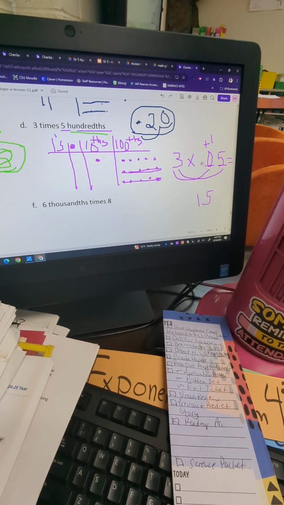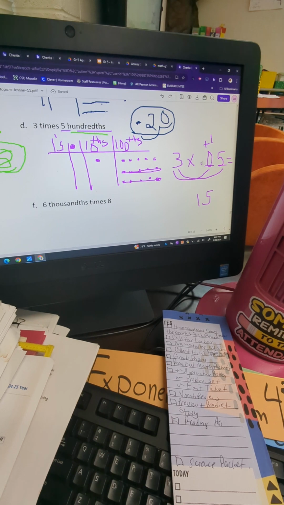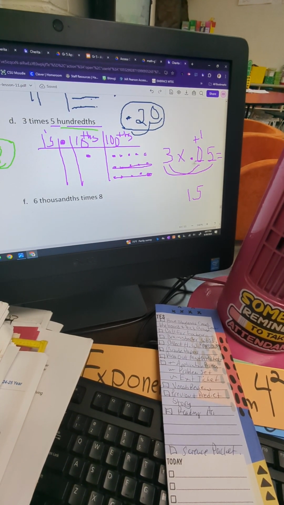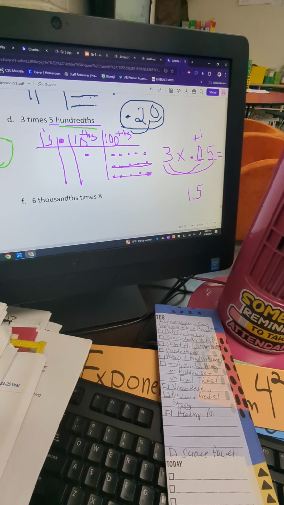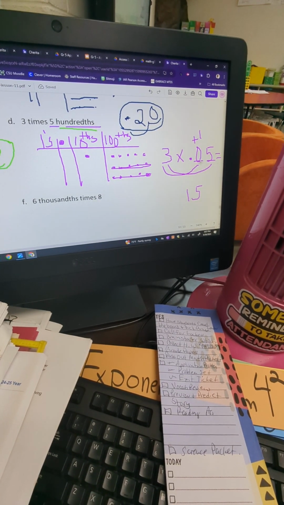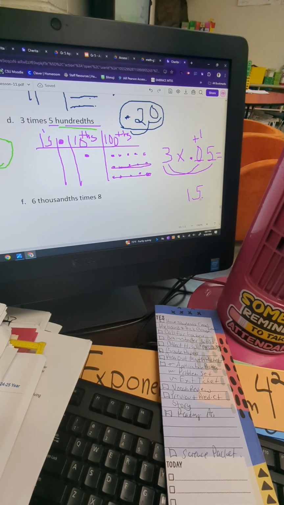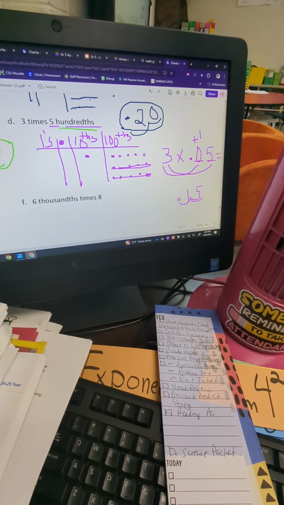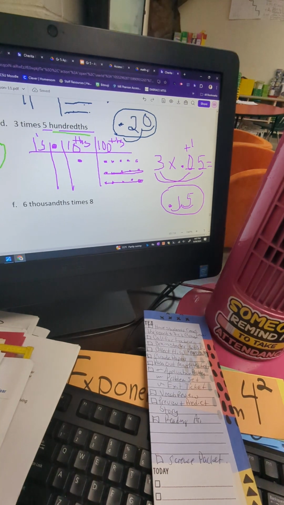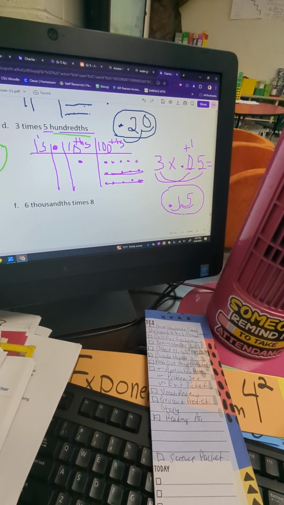15 is our answer, but we don't have a decimal. You must put your decimal, right? Count how many place values are behind your decimal. 1, 2 over here. Good. How many over here? None over here. So we only have to move our decimal 2 place values. Start from the back. 1, 2, replace the decimal, and our answer is decimal 15 or 15 hundredths. That's the 15 that stops in the hundredths place.